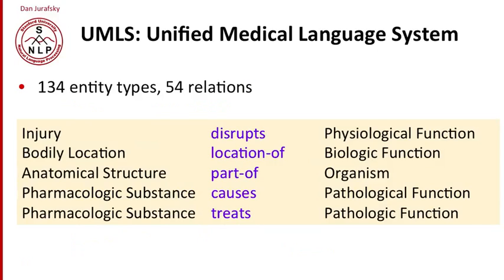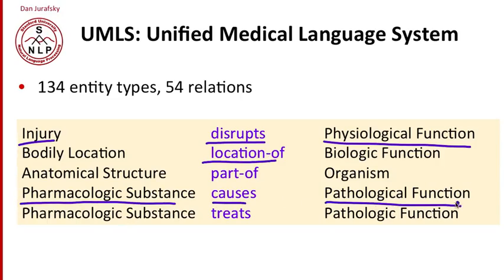Of course, there's different sets of relations for every possible task. So for biomedical information extraction, we might want to use the UMLS, the Unified Medical Language System, which defines entities and relations as well. So for example, we have entities like injury or physiological function, and they can be related by relations like disrupts or location of. So for example, we might have some pharmacological substance, some drug, and that might cause some pathological function, might cause some disease or cause some problem.